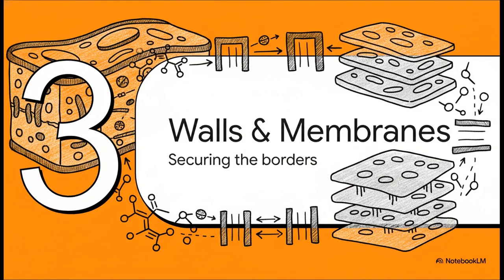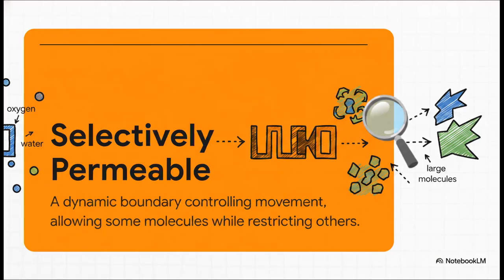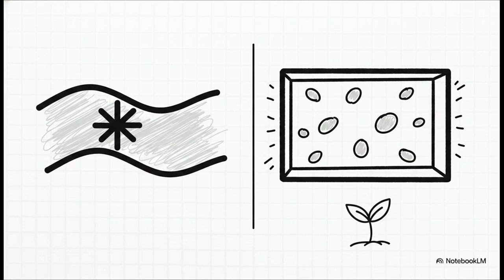All right, Section 3, Cell Walls and Membranes. Let's talk about securing the borders. You know, every great city needs a secure border, right? Well, the cell uses something called a selectively permeable membrane. And guys, this isn't just some dumb, solid wall. It's a dynamic, highly intelligent security gatekeeper. It completely controls the movement of substances, so it allows the essential things like oxygen and water to pass through freely while strictly restricting large molecules and keeping out any dangerous intruders. To break this down a bit more, the cell membrane basically acts as both a gatekeeper and a protector, carefully managing both passive and active transport.